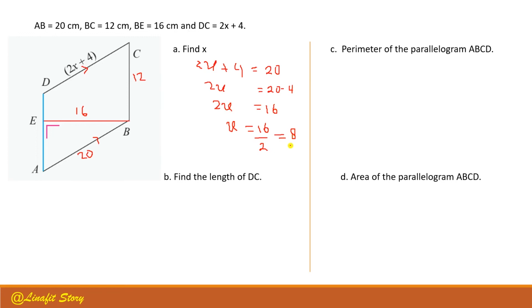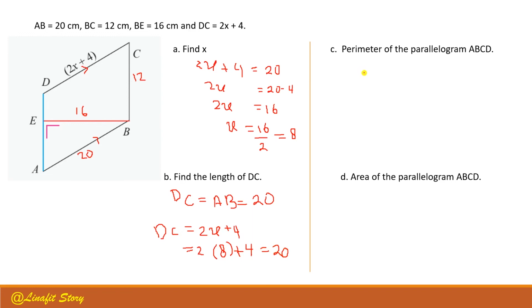B. Find the length of DC. DC is equal to AD, which is equal to 20 cm. Or to get DC, it is 2x plus 4. So 2 times 8 plus 4 is equal to 20 cm.